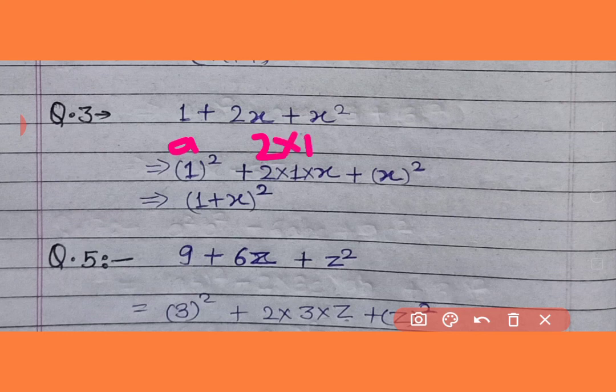So a is written as 1, as I have written, and b is written as x. Whenever we break 2x, it can be broken in the form of 2 multiplied with 1 multiplied with x. So we can write it in the form of (a plus b) whole square. We will put 1 in place of a and x as b. So it will be (1 plus x) whole square.